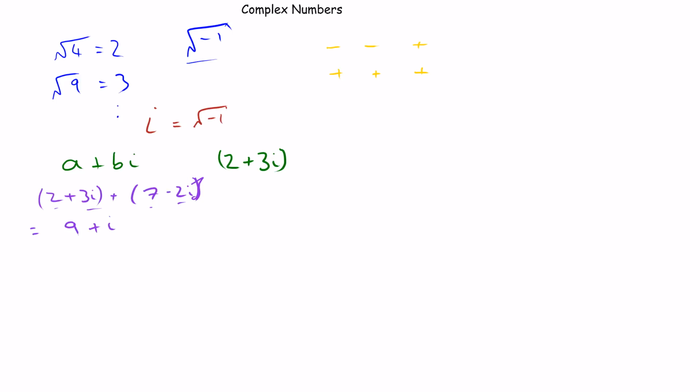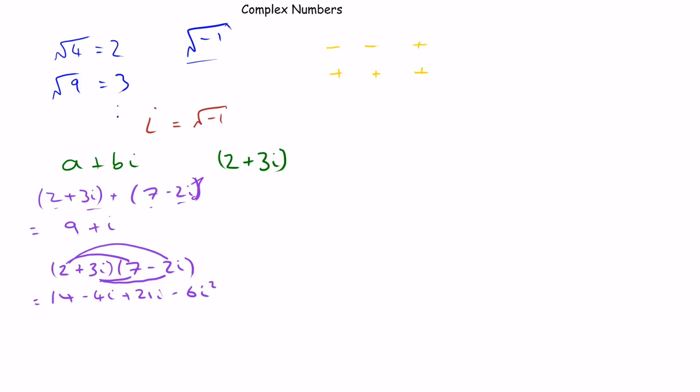So if we have the same two complex numbers, and we multiply them together this time, then we multiply them as if we're multiplying out brackets, like a quadratic. So we've got 7 times 2 is 14. 2 times minus 2i is negative 4i. 3i times 7 is 21i. And 3i times minus 2i is minus 6i squared.